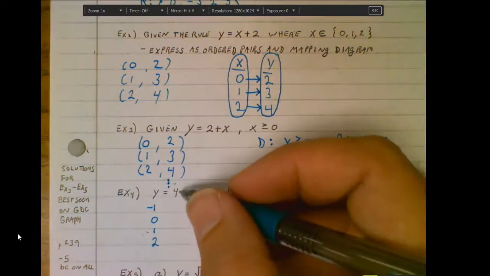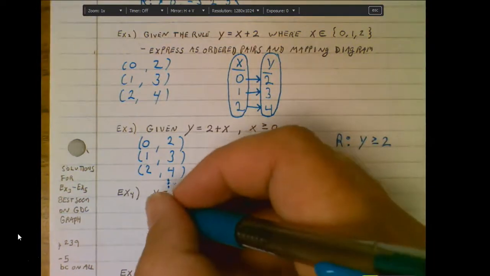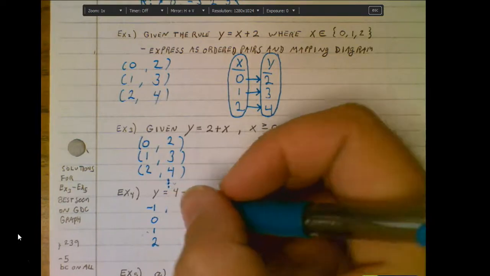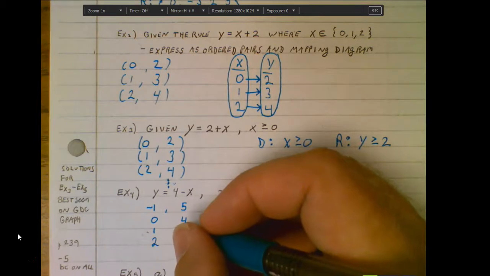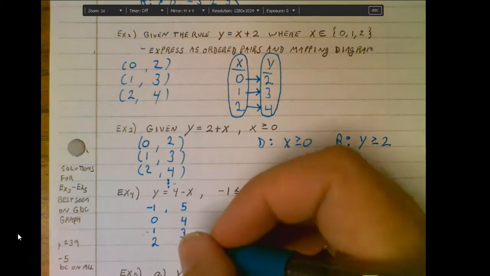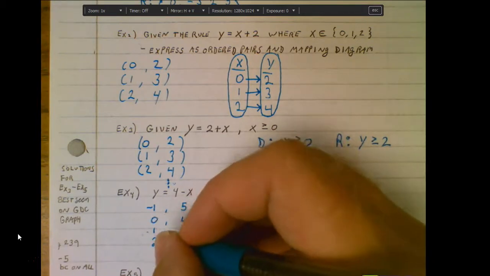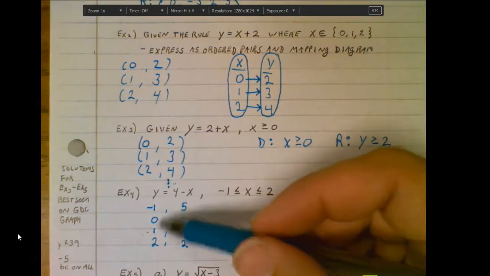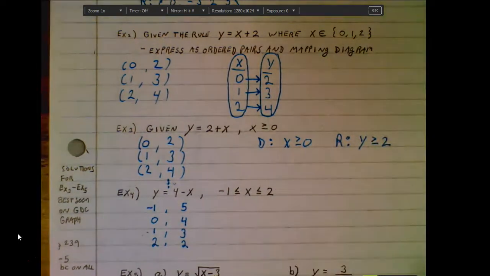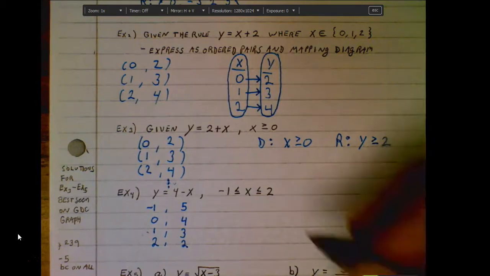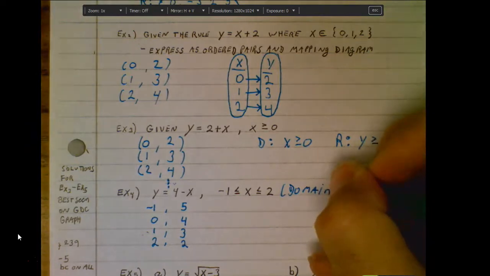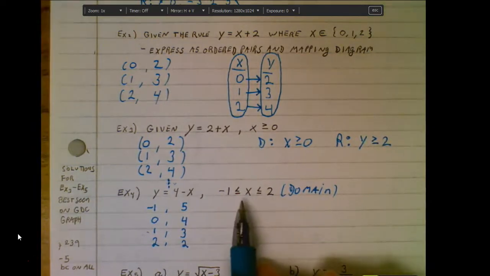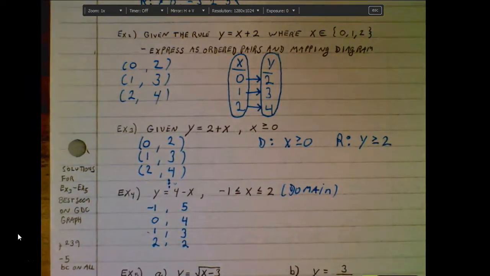But if we start plugging those in, 4 minus -1 is going to give us 5. 4 minus 0, 4 minus 1, and 4 minus 2. And so those are the numbers we put in. These are the numbers we get out of that. So as far as determining domain and range, again, they give you the domain. That's the setup that we see right here with the x's. So that's our domain. So what do we list as the range?